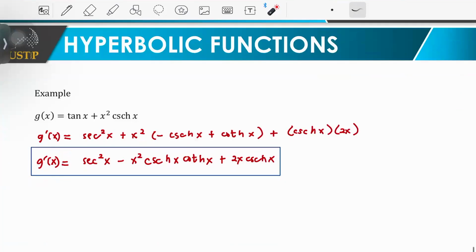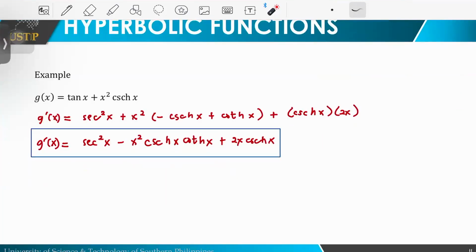This one, tangent x plus x squared hyperbolic cosecant x, combines trigonometric and hyperbolic functions, so be careful. If there is no h, it is trigonometric. If it has an h, it is hyperbolic. So for tangent x, the derivative is secant squared x, plus, using the product rule, copy x squared times the derivative of this one, plus copy the derivative of x squared. So that would be your final answer.